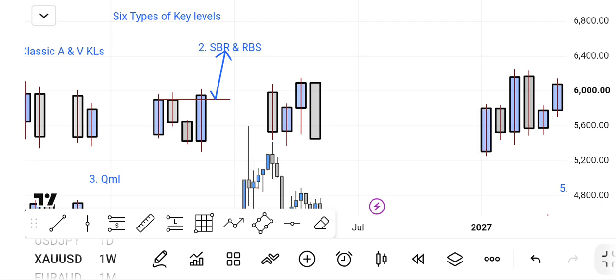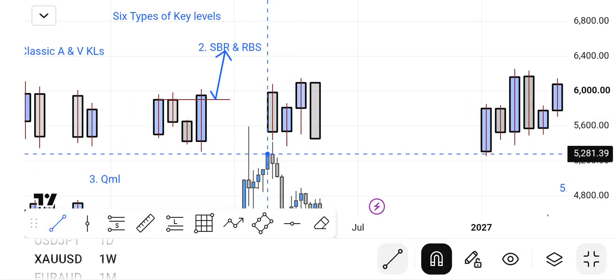The same thing with this one. We call this the SBR. You see the V-shaped key level over here.